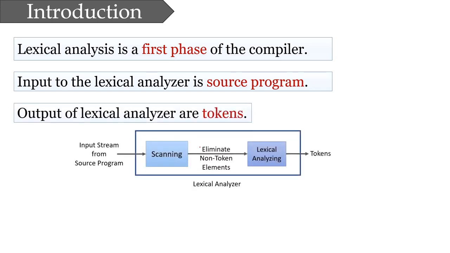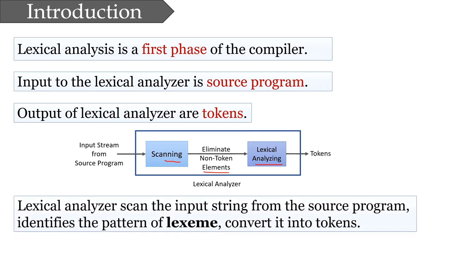Lexical analyzer consists of two consecutive processes, that is scanning and lexical analyzing. Scanning eliminates the non-token elements from the input string of the source program. Non-token elements are nothing but comments, white spaces, etc. Now the lexical analysis phase performs tokenization on the input string delivered by the scanner and produces tokens. Next we'll be discussing the role of the lexical analyzer.